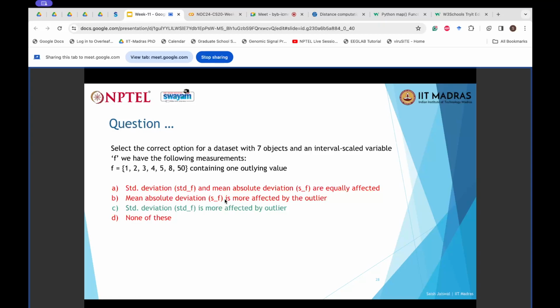Why? Because in standard deviation you are trying to find out the variance first, and in variance you have the squared terms. First of all you will compute the mean. Mean itself will be affected by the outlier, and on top of it the standard deviation values will be more penalized with respect to the mean. So the correct option over here is that standard deviation is more affected by outliers.